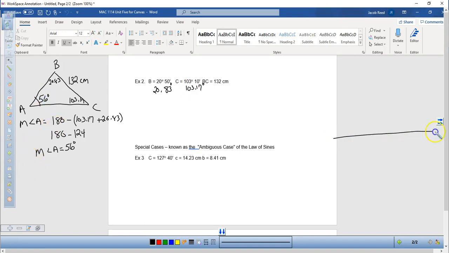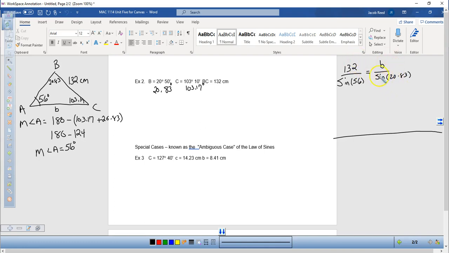And now we can do our law of sines. It doesn't matter which one you start with for this. I'm going to start with B. So I need 132, which is A, over sine of 56 is equal to B over sine 20.83.